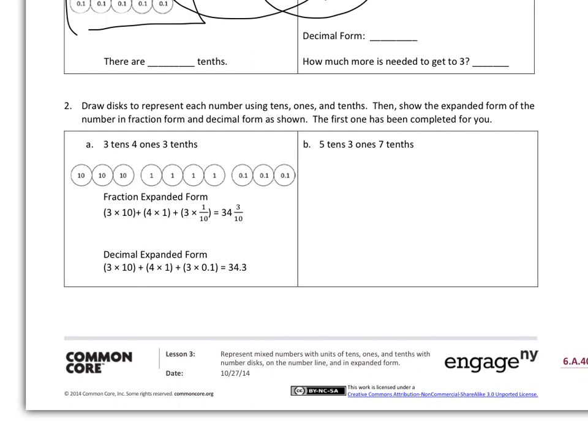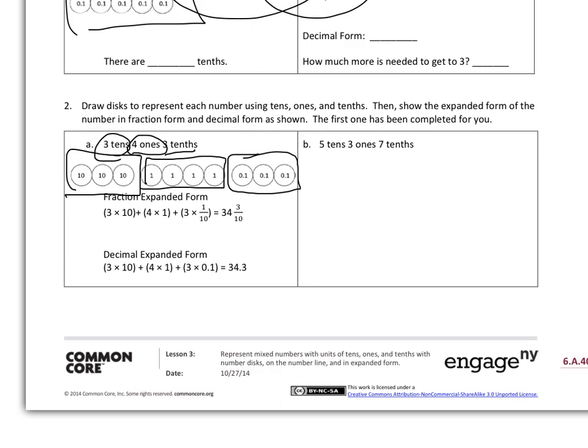Problem 2 says draw discs to represent each number using tens, ones, and tenths, and then show the expanded form of the number and the decimal form. The first one has been completed. So what we see here is the student drew 3 tens to represent here. They then drew 4 ones, which are represented here, and then 3 tenths, which you can see there.